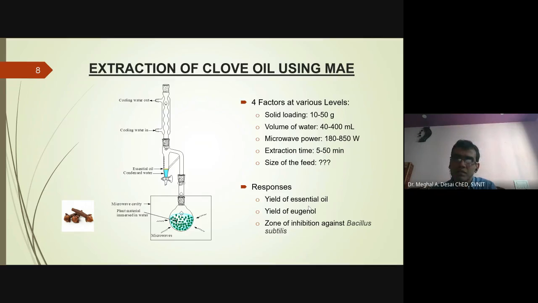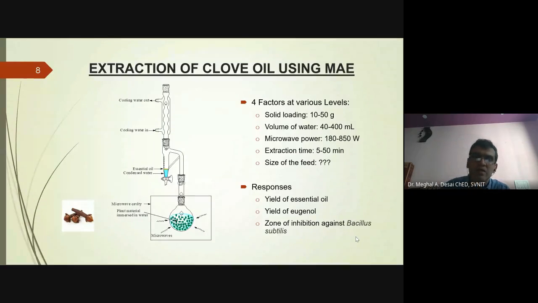Finally, since this oil is used for its antibacterial activity, the zone of inhibition was also measured against one bacteria, Bacillus cereus, and we checked in which case I am getting a good zone of inhibition, because that is the ultimate goal of the oil. It should be used effectively. So I was able to identify these three responses.